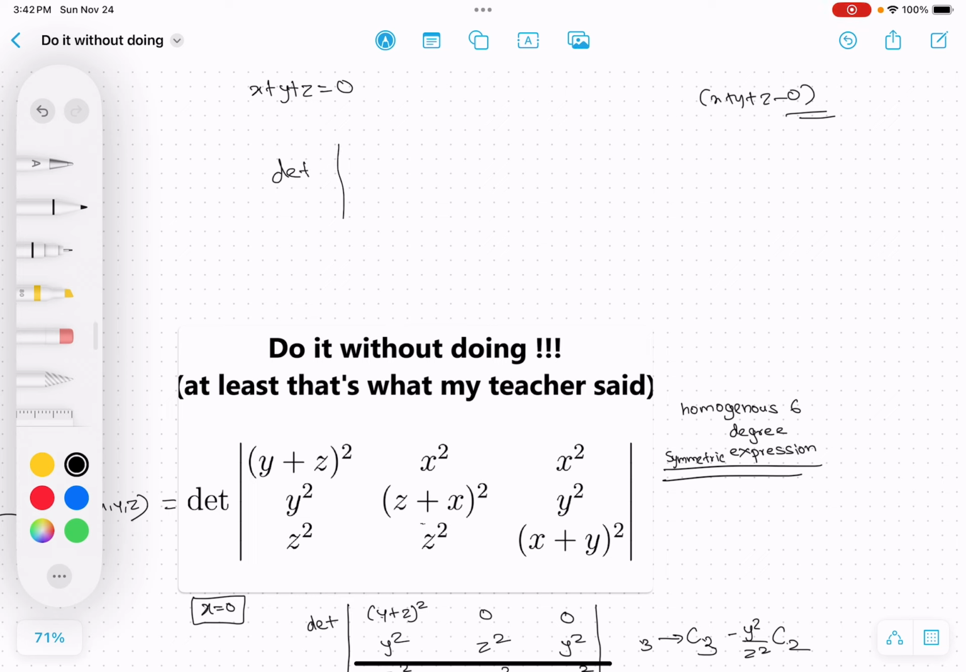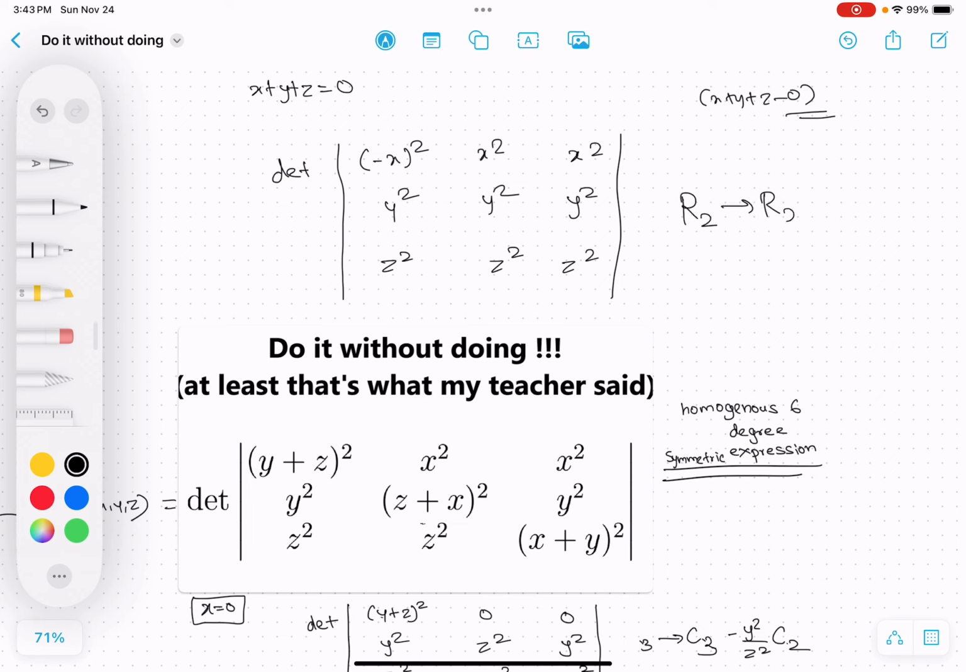Okay, so let's try that. If we try x plus y plus z as 0, now you will have y plus z as minus x, so the rows become x square, x square, x square, y square, y square, y square, z square, z square, z square, right? Now guys, again, since these rows are identical, if you perform a row operation, row 2 equals row 2 minus y square by x square of row 1, the second row will just become 0 and the determinant goes to 0, right?